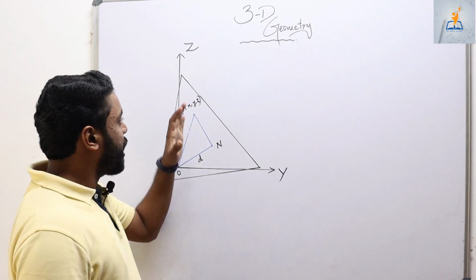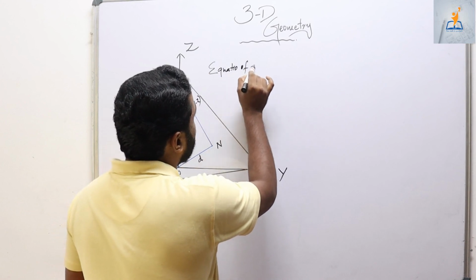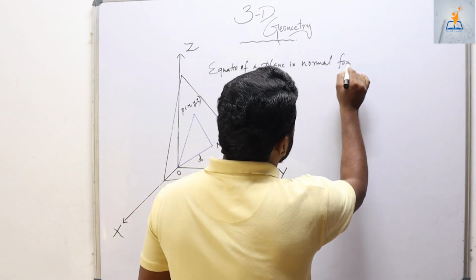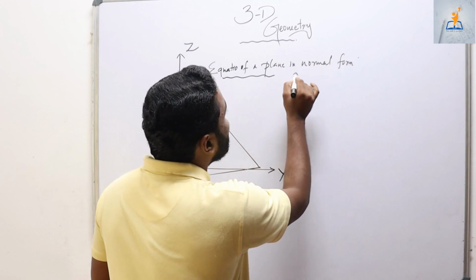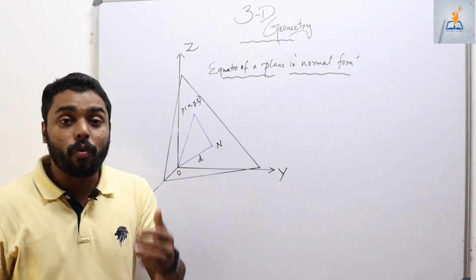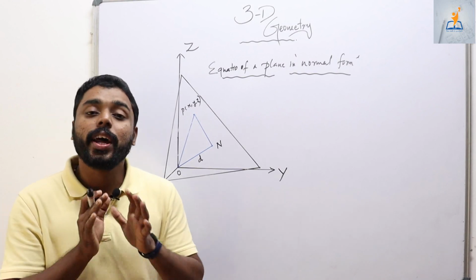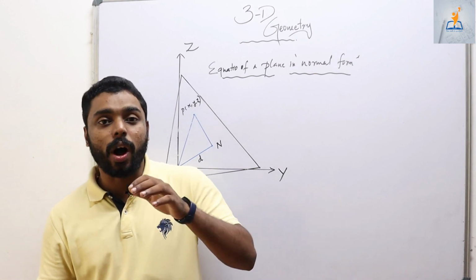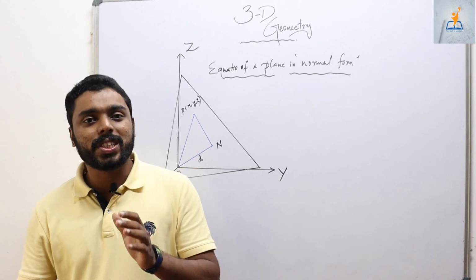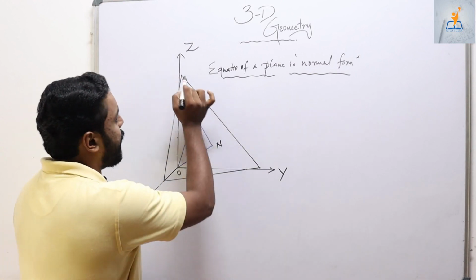So now we are going to derive the equation of a plane in normal form. In normal form, we are provided with a plane and the perpendicular distance from the origin. If we are given a plane and the perpendicular distance from the origin, then we can easily derive the equation of the plane using the steps we are now going to do. Suppose that this is the plane we are provided with.